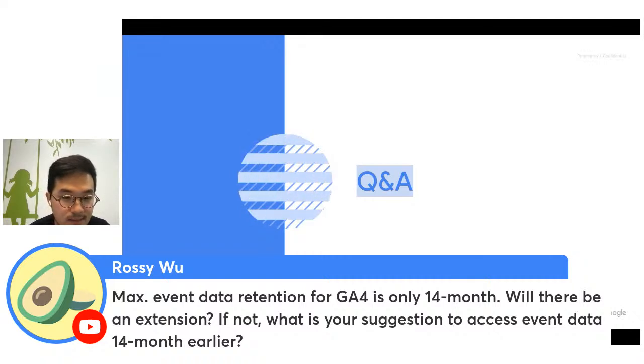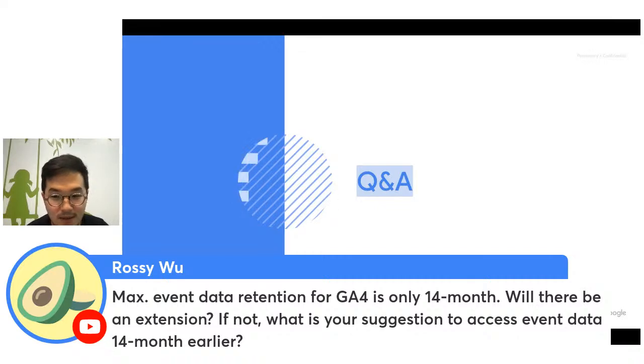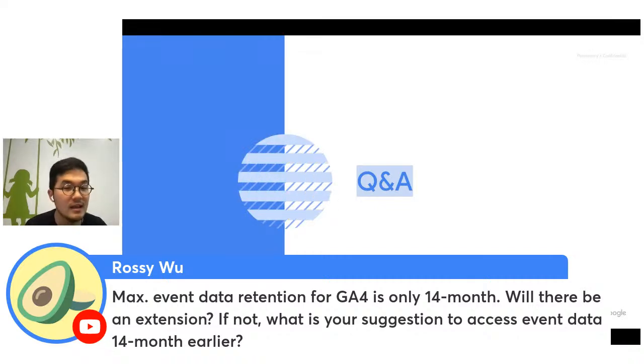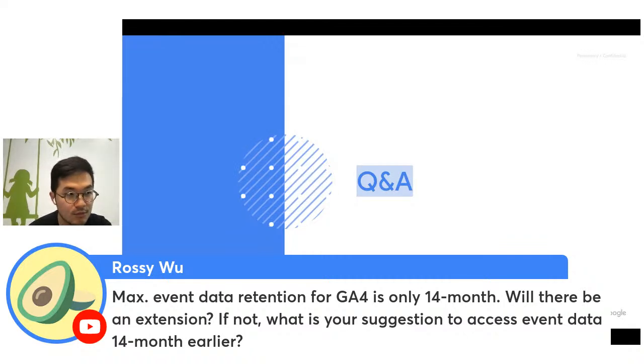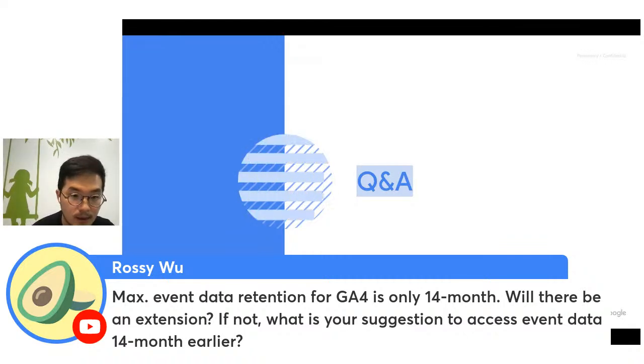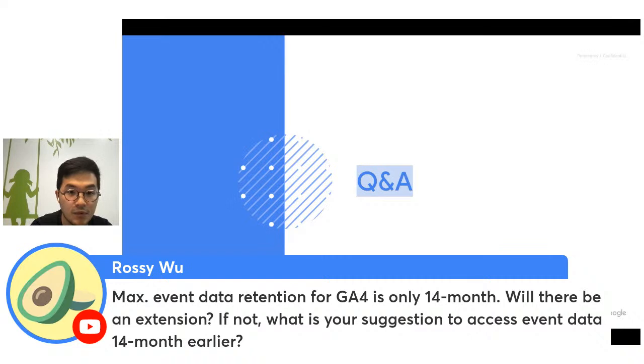The question is, Rossi mentioned that the maximum event data retention for GA4 is only 14 months. Will there be an extension? Okay, so for the free version it is 14 months. For the paid version, the GA360 version, it will extend to 50 months if I recall correctly. So if the customer wants a longer period of time, there are two options. One is to save the data in BigQuery. The other is to upgrade to the enterprise version.